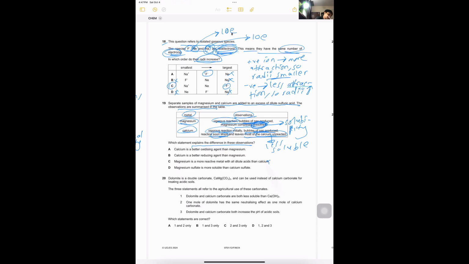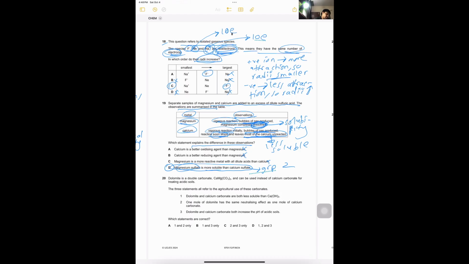So the only option with solubility is this, and if you look at the trend of your group 2, solubility decreases down the group of sulfates. So this metal sulfate's solubility decreases down the group. The answer should be D. Quite easy, that one. This is just the basic theoretical knowledge that we have to know, right?